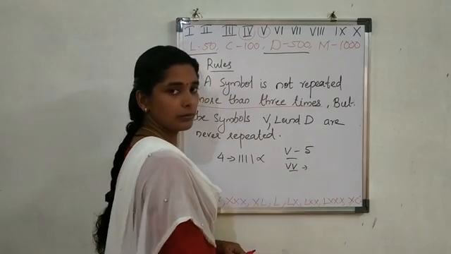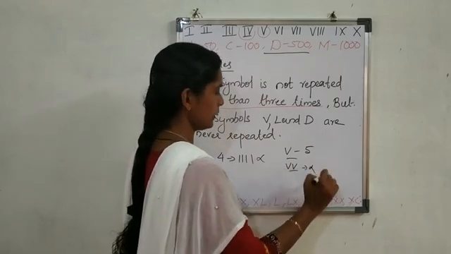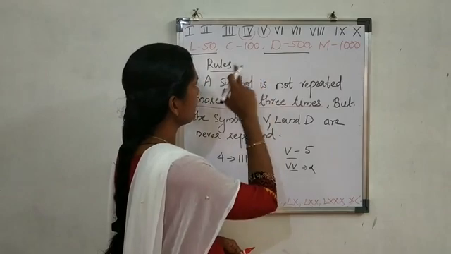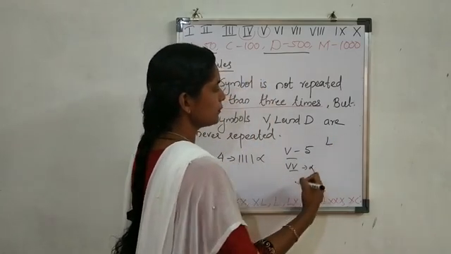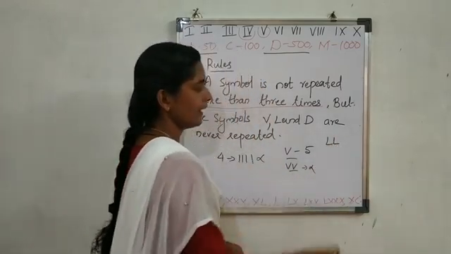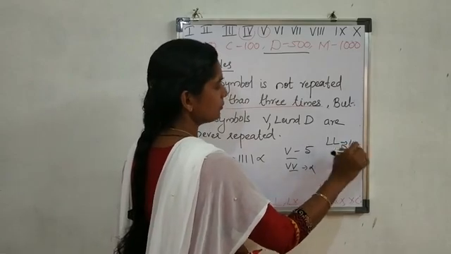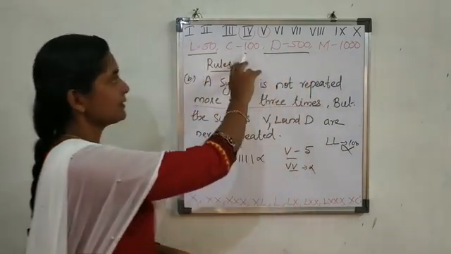5, 5, 10. This is not correct. In the same way, we cannot repeat L also. L is 50. If you want 100, that is not LL. 100 is which one? C.